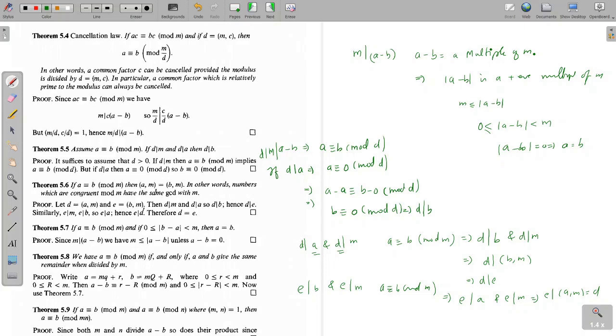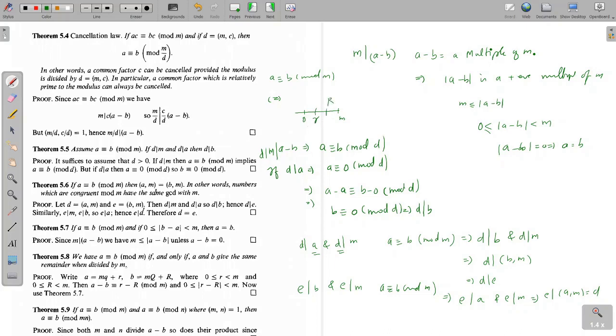Now we have 5.8. Assume A congruent to B mod M if and only if A and B have the same remainder when divided by M. That means A is congruent to B mod M if and only if the remainder when A is divided by M is the same as the remainder when B is divided by M. For that we use the division algorithm. Since M is a positive quantity, we can write A is equal to MQ plus r, where r lies between 0 and M, so 0 less than or equal to r less than M. And B can be written as Mq plus R, with quotient and remainder. This remainder again satisfies the same condition. So this is 0 and this is M, then small r and capital R lie in between 0 and M.